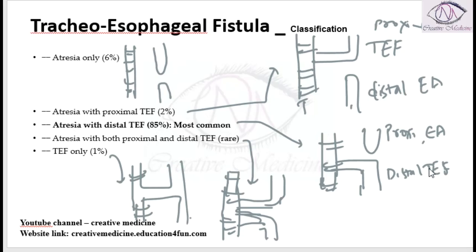Out of these types, atresia with proximal esophageal atresia and distal tracheoesophageal fistula is the most common type.